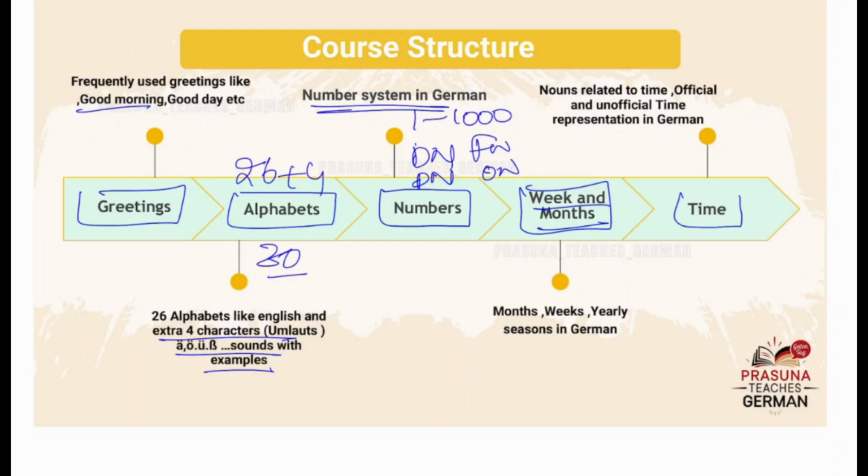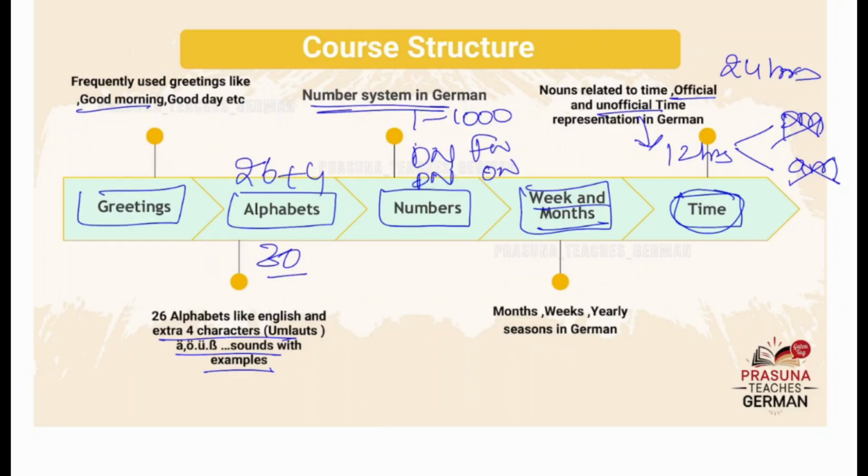And the next module is the time. Time can be expressed in two ways. One is the official pattern, a 24-hour pattern, and another is the unofficial one, a 12-hour pattern. You might get it, even in English it is the same. How far does it differ? In English we have AM and PM, but in German they don't have AM PM. That's why representing unofficial time is a bit tricky in German. We are going to learn that in a separate module.